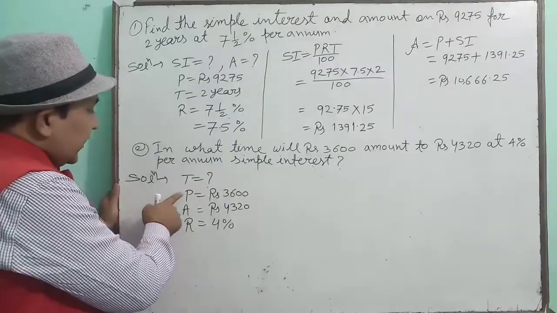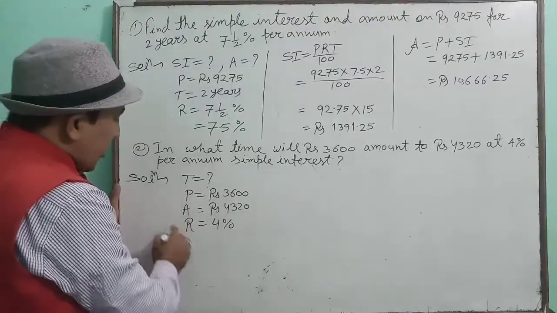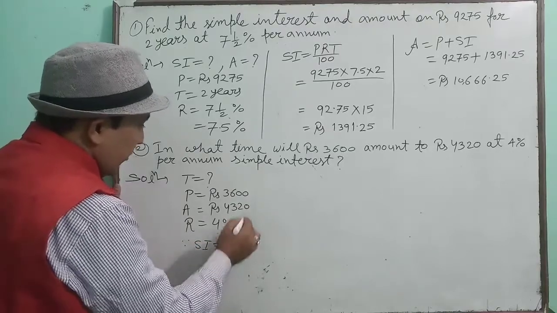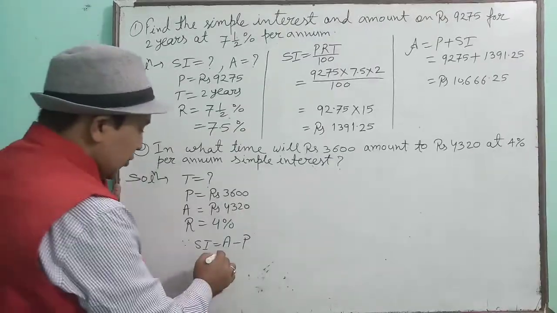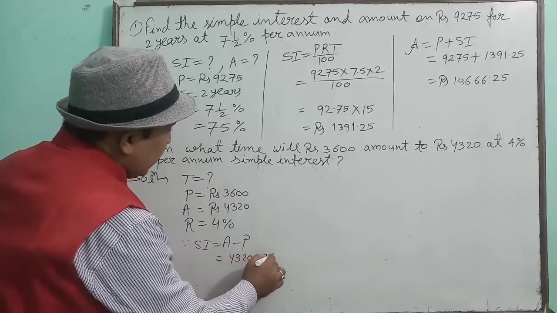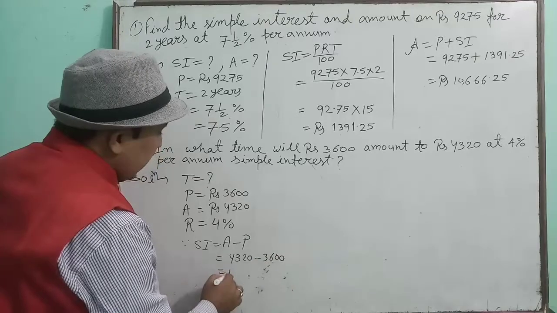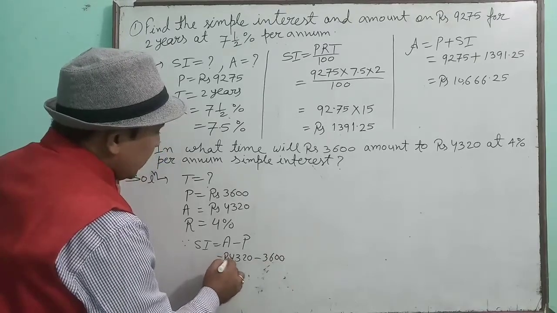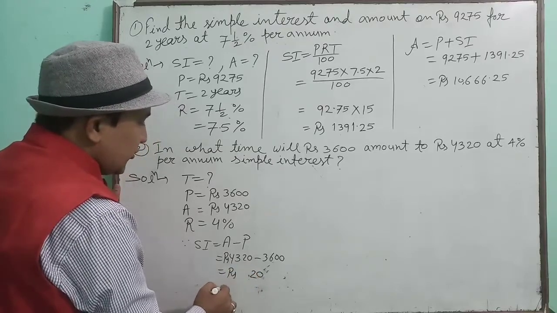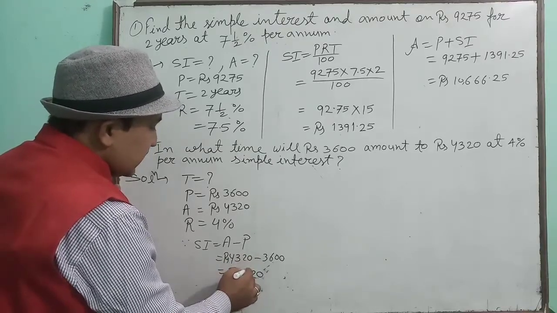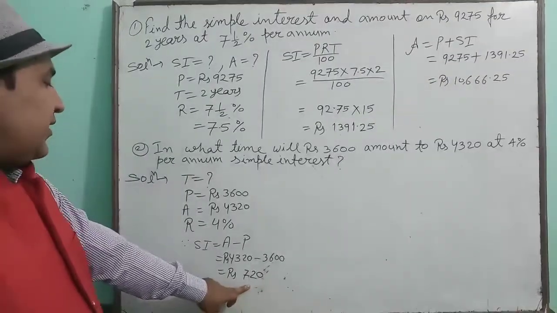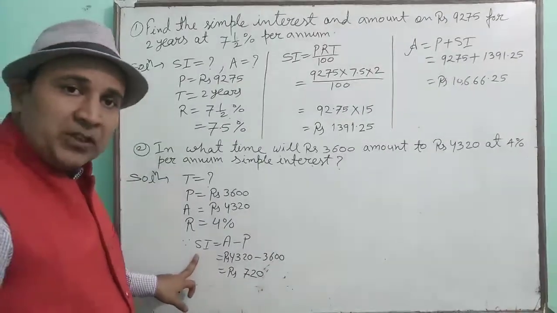Now see, with the help of principal and amount, we can find the simple interest. Amount minus principal. So it will be 4,320 minus 3,600. So 0 minus 0 is 0. 2 minus 0 is 2. 13 minus 6 is 7. 3 minus 3 is 0. That means 720 rupees is the simple interest.